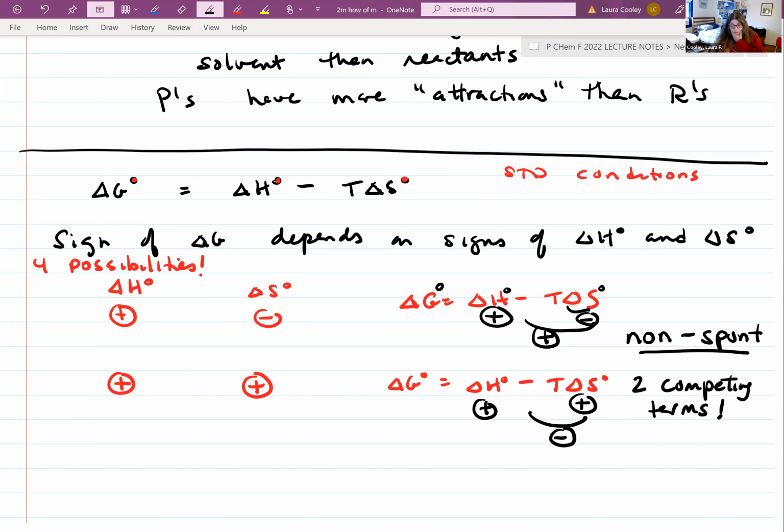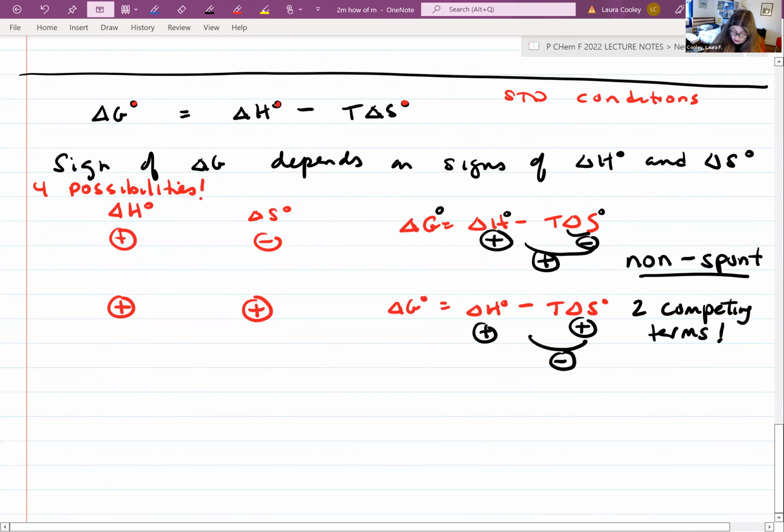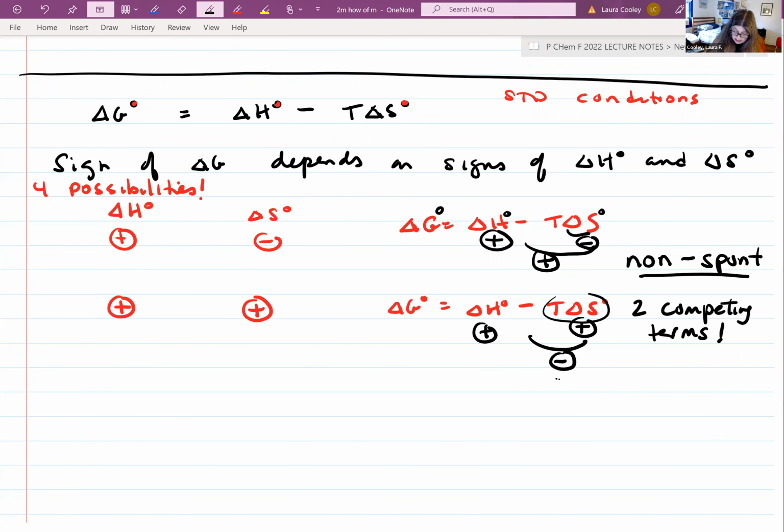Okay, so what this tells you is that if the magnitude of the T delta S term is greater, then this negative contributing term will dominate and the reaction will be spontaneous. Okay, when will that happen? That's going to happen when the temperature is high. So this is where back in 104 you were able to say whether the reaction would be spontaneous at a high or low temperature.